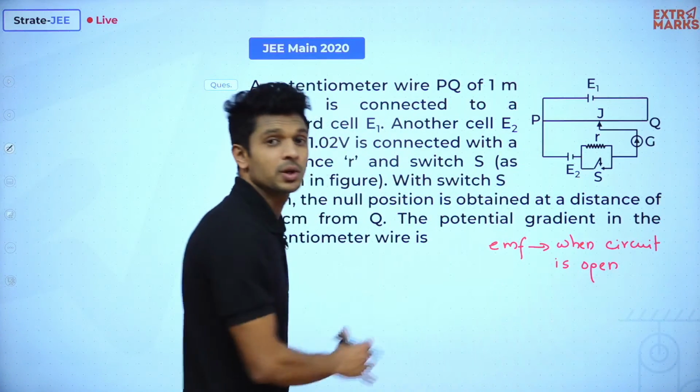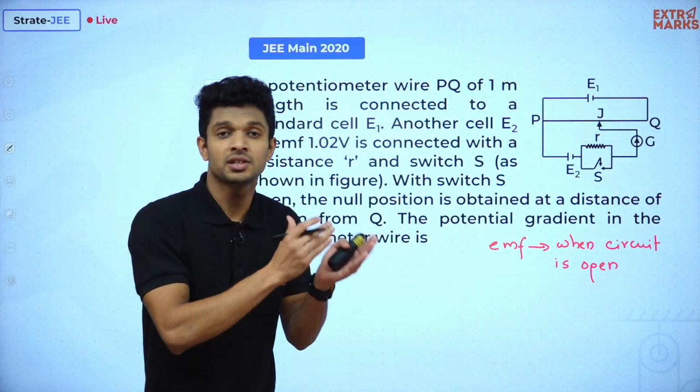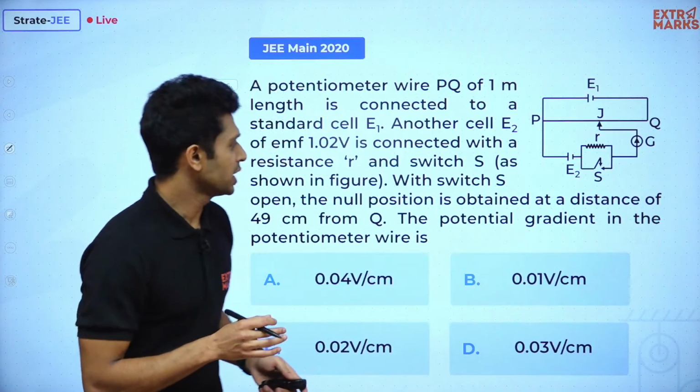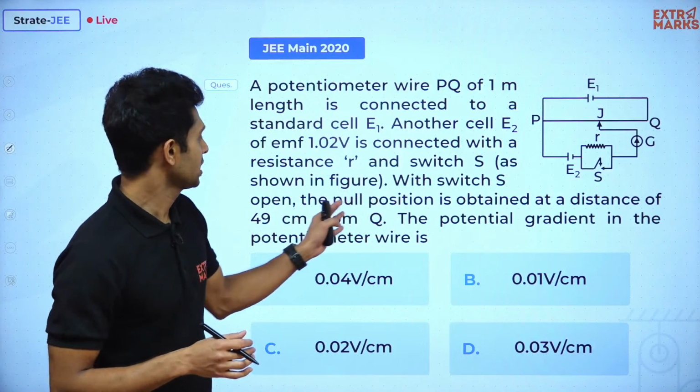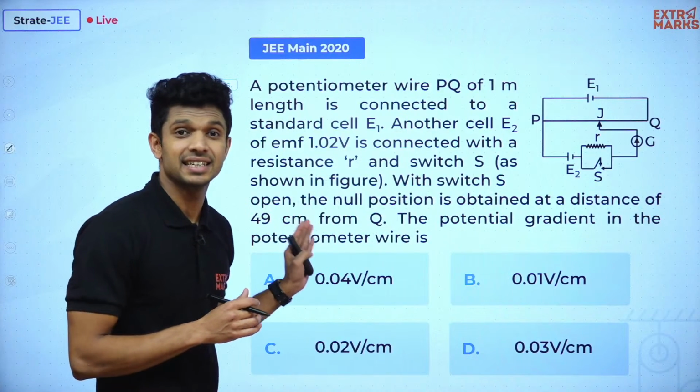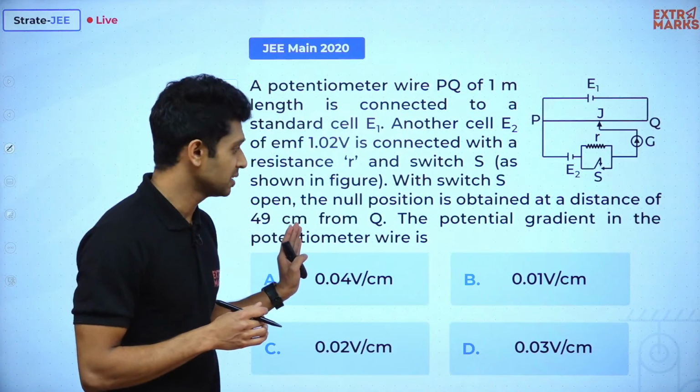Now, I think I don't need to write the other case, which means if the circuit is closed, obviously, it is a potential difference that is being measured, right? Okay. So, yes, let's continue. Open. The null position is obtained at a distance of 49 centimeters. Null point distance is 49 centimeters, okay?